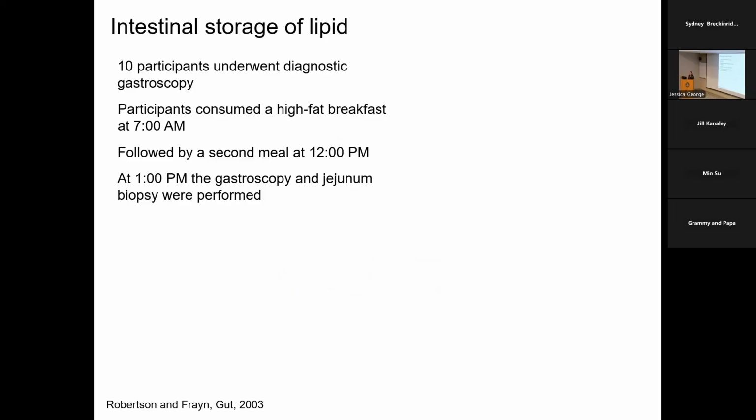They fasted overnight, and then they were fed breakfast that had 50 grams of fat at 7 a.m. 5 hours later, they were fed a second meal of either 38 grams of glucose or water only for controls. At 1 p.m., the procedure and a jejunum biopsy were performed.